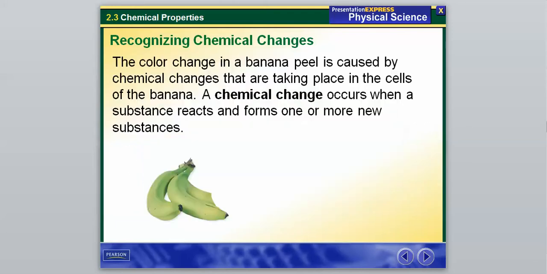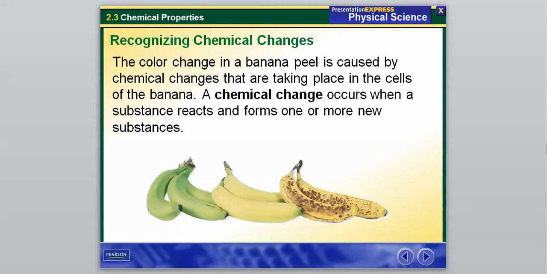So first one is a color change. Our example they give us is a color change in a banana peel, and it is caused by chemical changes that are taking place inside the cells of the banana. A chemical change occurs again when the substance reacts and forms one or more new substances. So here we have an example. Again, this is a banana. It might not be ready to eat yet, but as it ripens over time, chemicals are actually produced inside the cells. Different hormones are responsible for the process of ripening. When it gets that yellow color, that's probably when they're best to eat. And then if it keeps going, more chemicals are released, and then they will have that brownish color. So that is, again, one example of a chemical change.